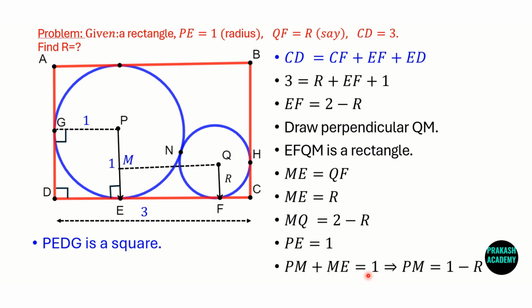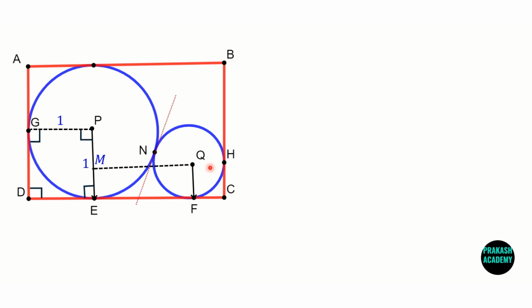So PM is equal to 1 minus ME, but ME is equal to r. So PM is equal to 1 minus r. Now what are the things we know? We know this distance, we know this distance. So this means I can make a right angle triangle here. So let us connect point P and point Q.